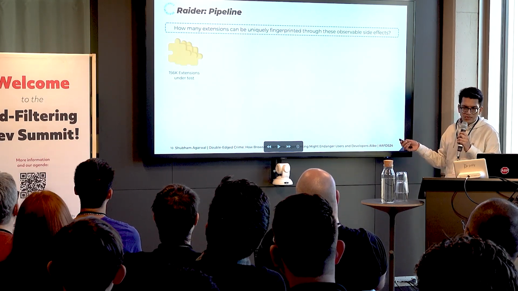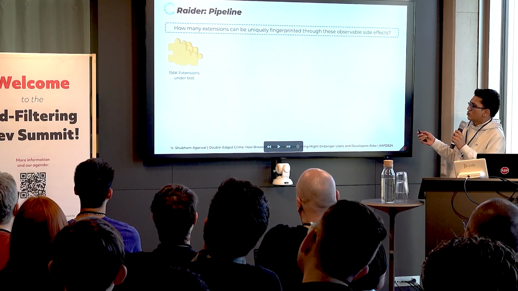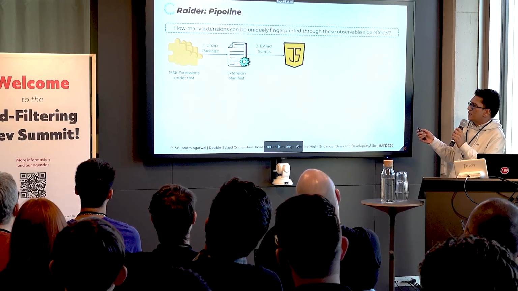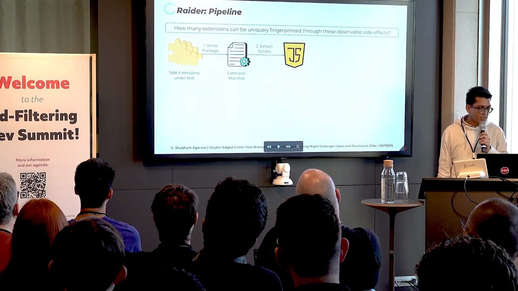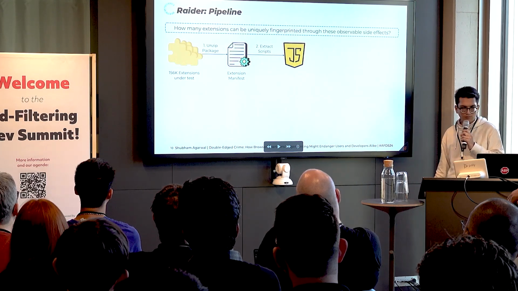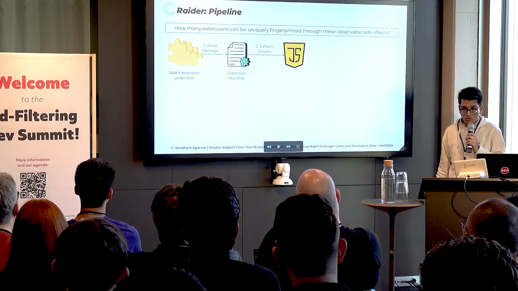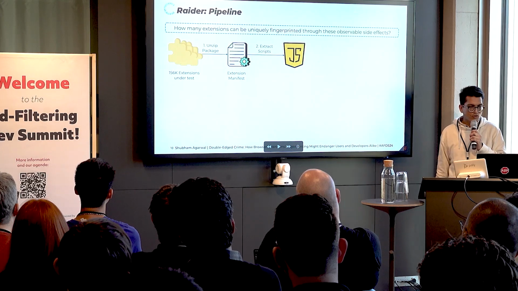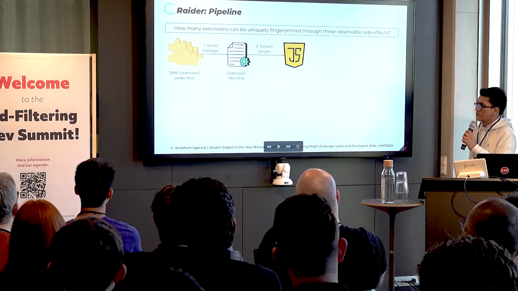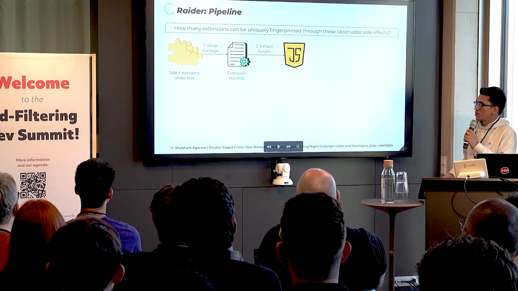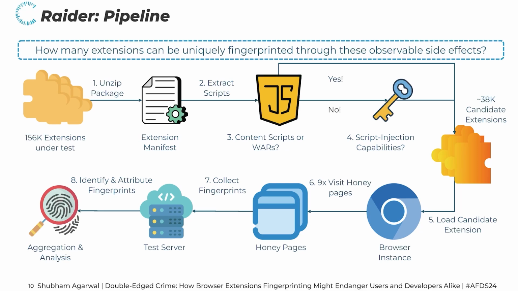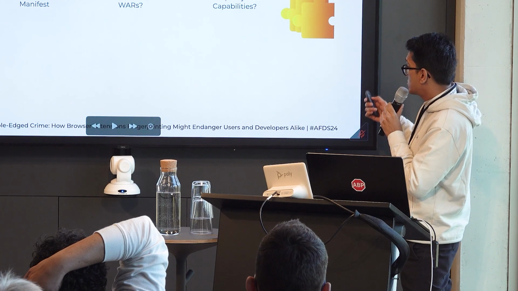So we download all the extensions from the Chrome Web Store. We go about things by unzipping them. And then we try to understand how many extensions actually have a content script or a web accessible resource, which could interact with client-side storage APIs, or could even execute in the namespace of the web page. We select these extensions for our further test. And as Simeon mentioned before, extensions could also inject this from the background by using scripting permissions. So we also collect these extensions for our test.